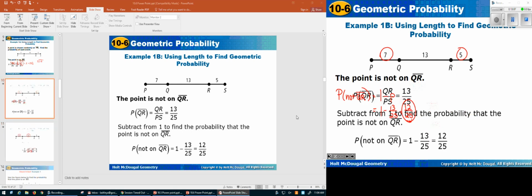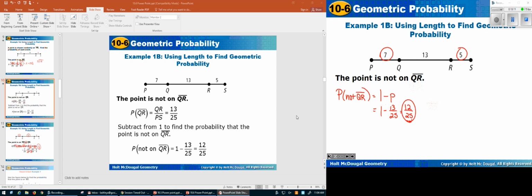On the last one, because it said not QR. So when you see that word not, if you go back a little bit in your notes, we said that when it says not, that is 1 minus the probability that it will. Yes, and that would give you the remaining pieces of 12. Yes. But you still have to divide that by the total. Okay.